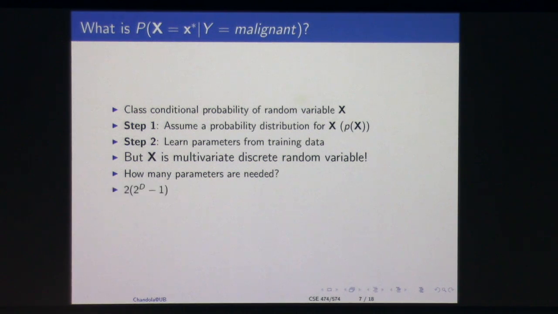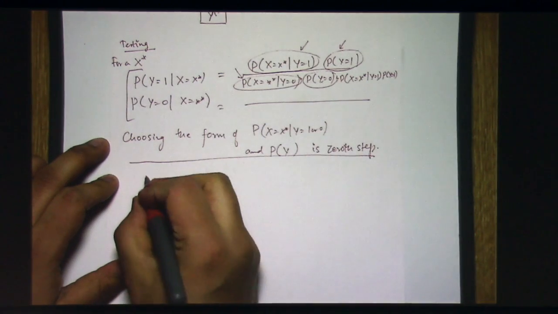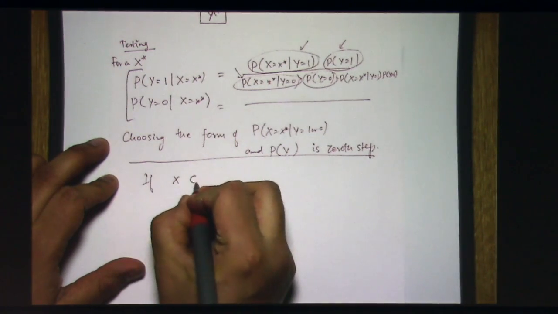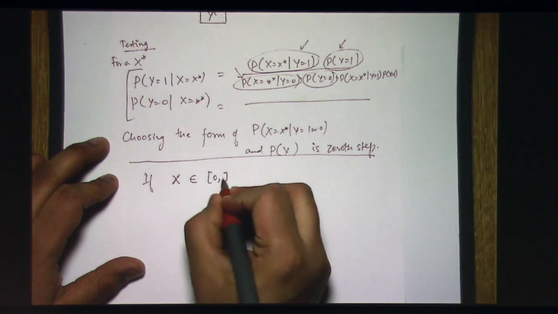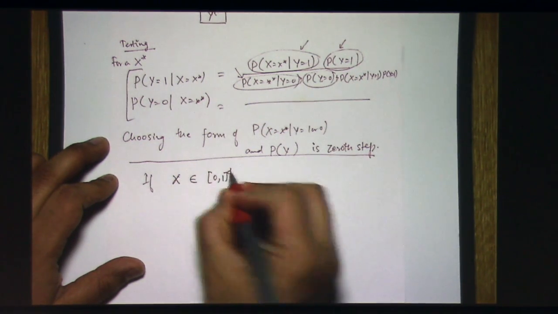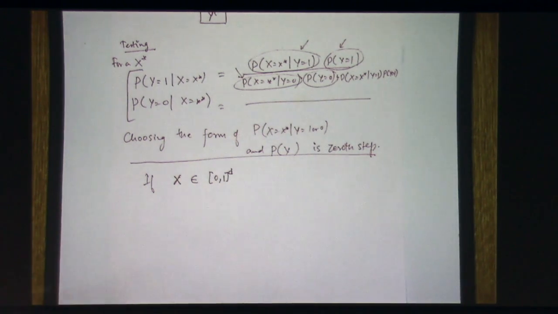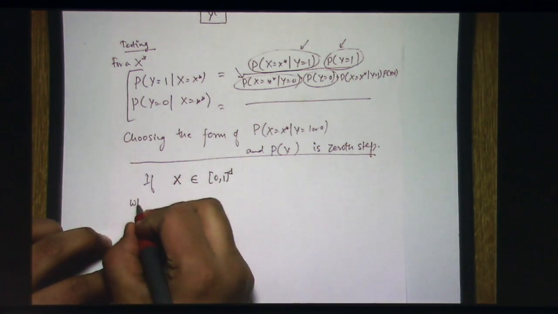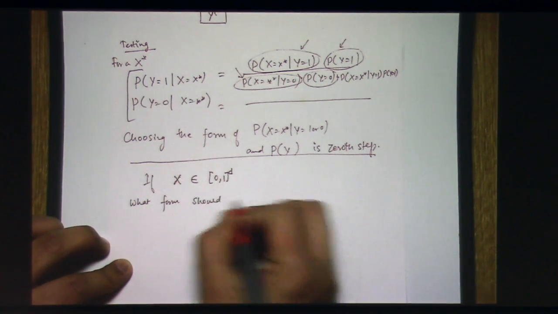Now the problem here is that we can in some way come up with a distribution ourselves. So if our random variable x belongs to this, which is how I write a d-dimensional vector, so if my x is represented as a vector of d zeros or ones, then what form should x take?